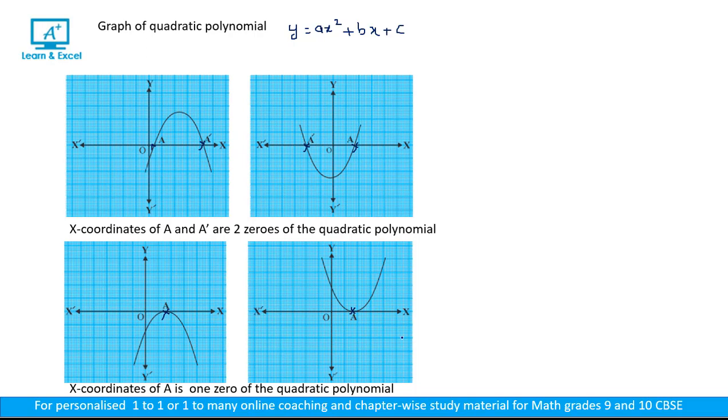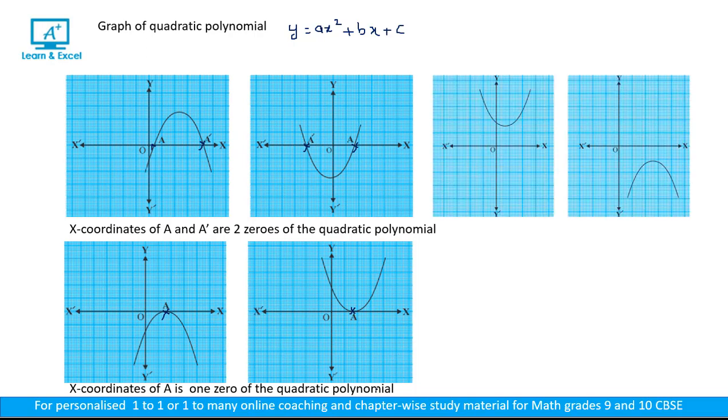Now let us look at the third scenario where the parabola is either above or below the x-axis. It does not cut the x-axis at all. So that means such a polynomial is said to have no zero. So for a quadratic polynomial, we can say that it either has two distinct zeros, or it can have one zero, or it can have no zero. So from this we conclude that a quadratic polynomial can have at most two zeros.